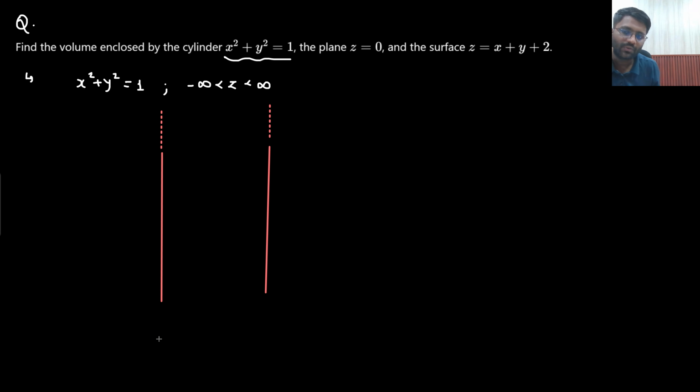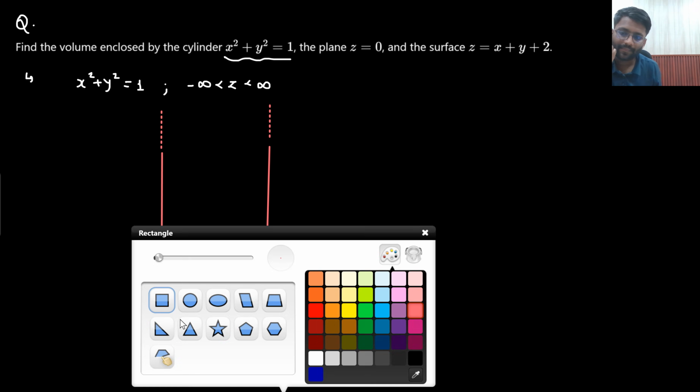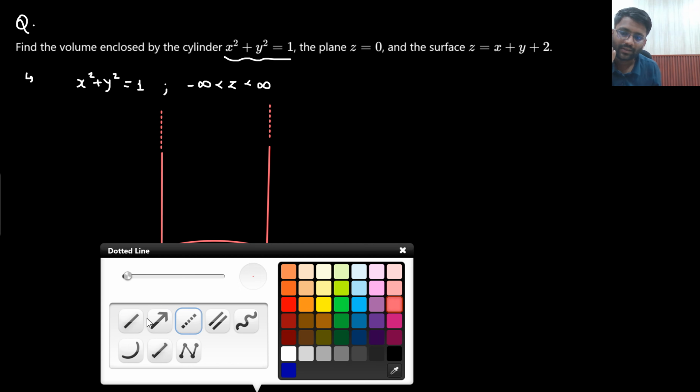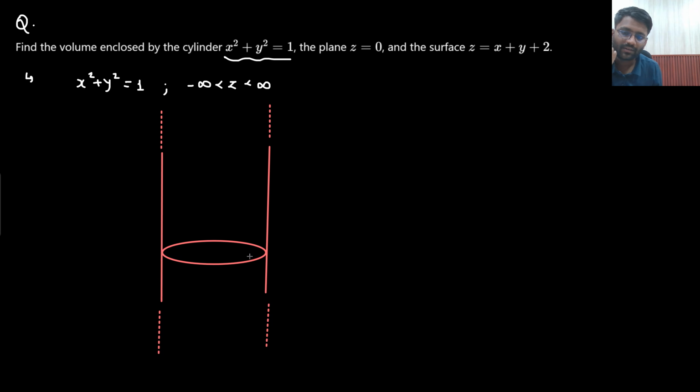But what are we supposed to do? We are supposed to find the radius, making sure that the radius is nothing but 1 only. x square plus y square equals 1. Radius is 1.